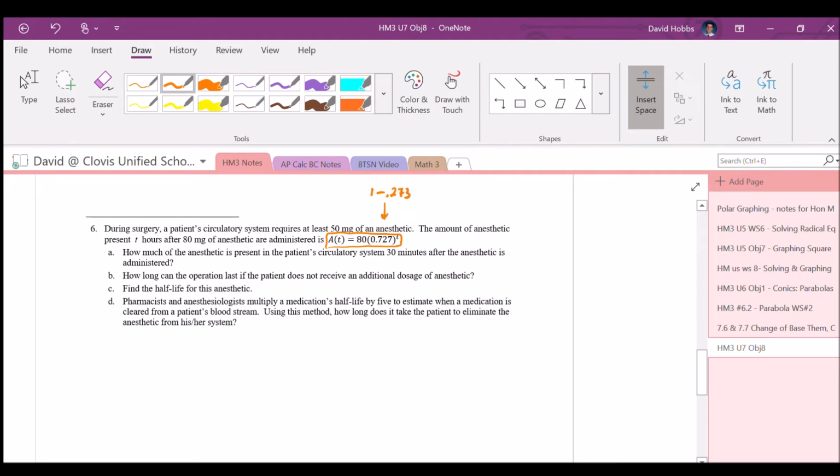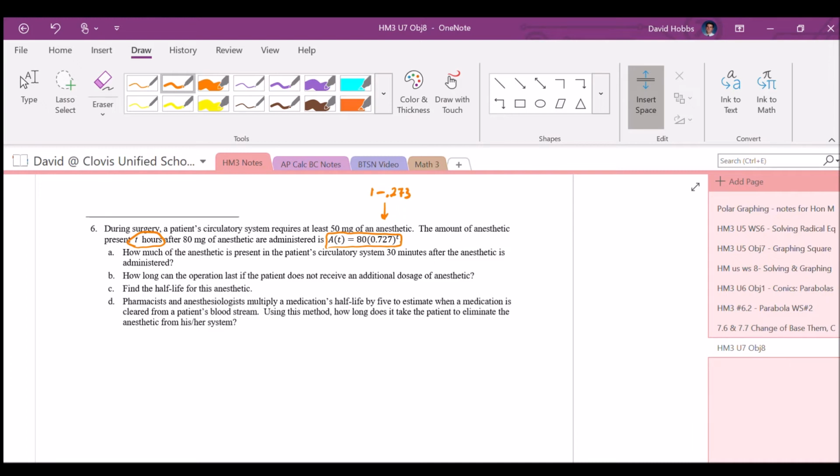So it's losing 27.3% each minute as it's going along of the initial dosage. I'm sorry, T is in hours. T is in hours. If it's losing that much per minute, that's not good.